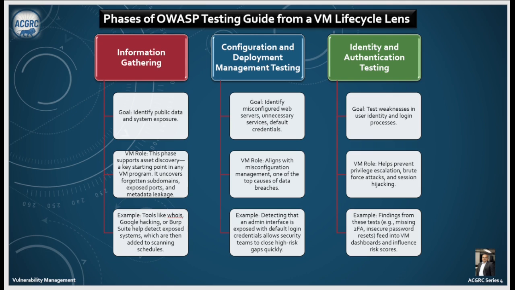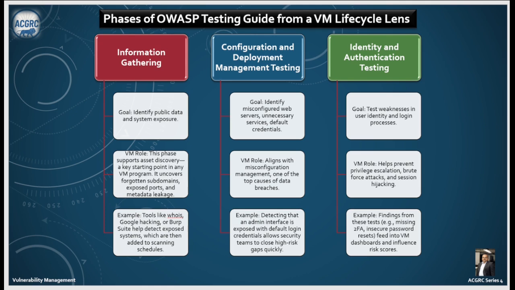The next pillar is configuration and deployment management testing. This phase focuses on finding security mistakes made during the setting up or deployment of web applications or servers. Think of it like this: even if the code is secure, the way it is set up can accidentally leave doors open for an attacker.